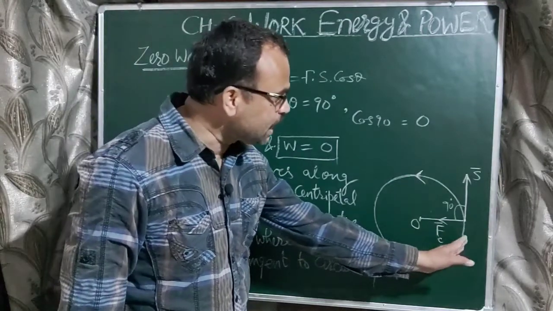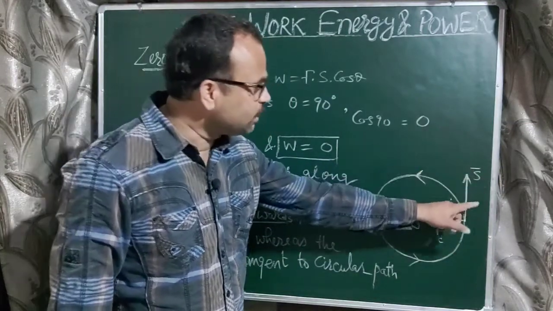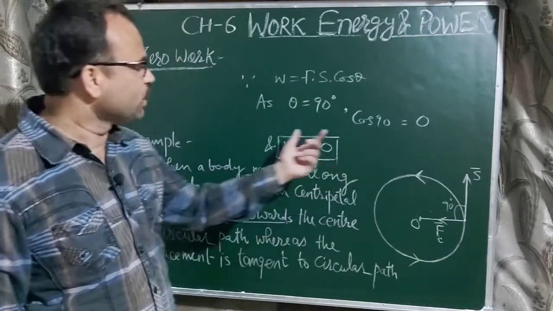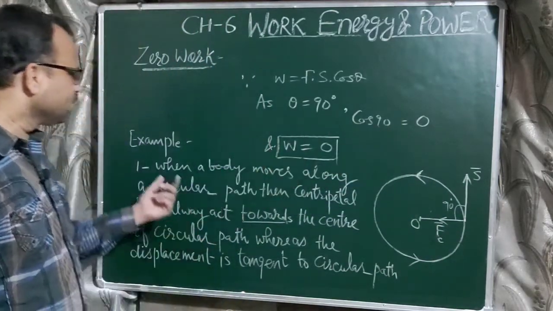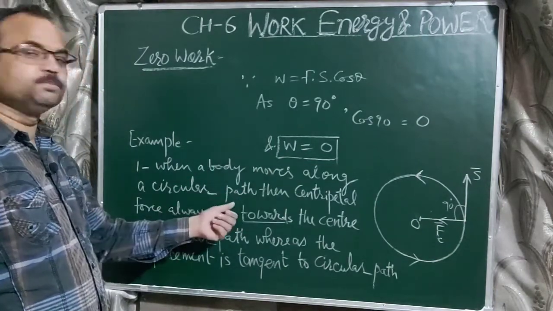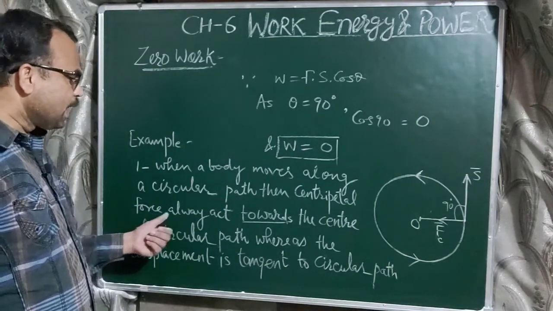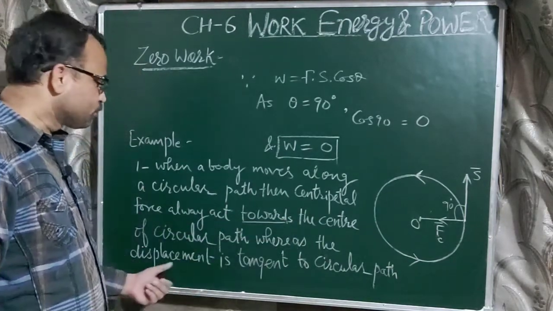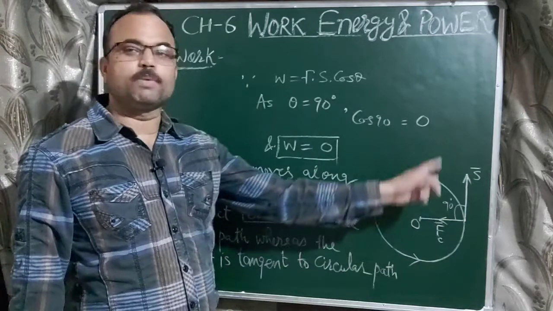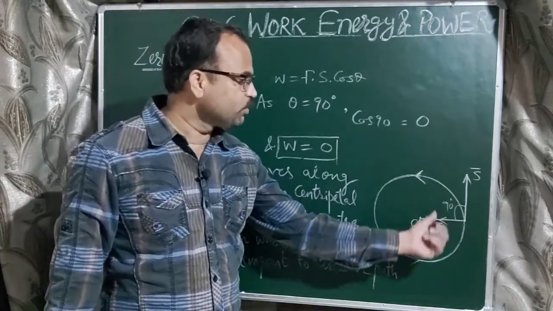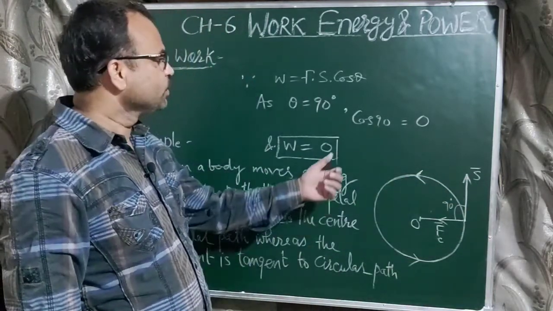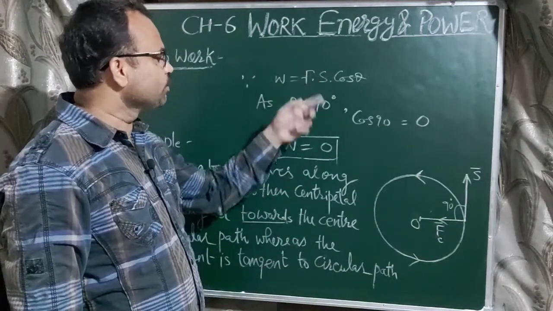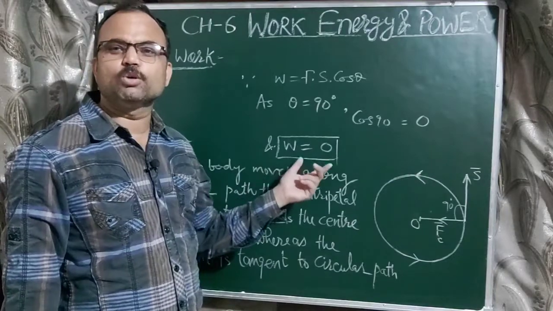And displacement is always along the tangent. So the angle between force and displacement equals 90, the value of cos 90 is 0, and work done equals 0. So we can write here, when a body moves along a circular path, the centripetal force always acts towards the center of the circular path, whereas the displacement is tangent to the circular path. Means the angle between force and displacement is 90, the value of cos 90 is 0, so work done will be equal to 0.